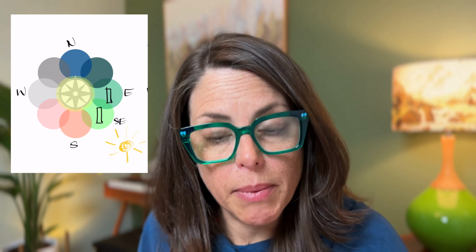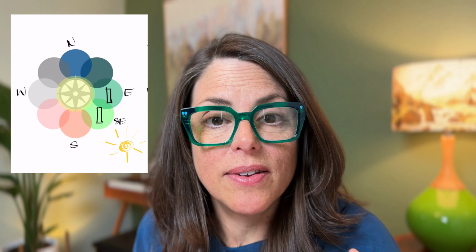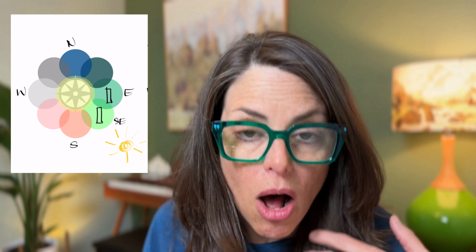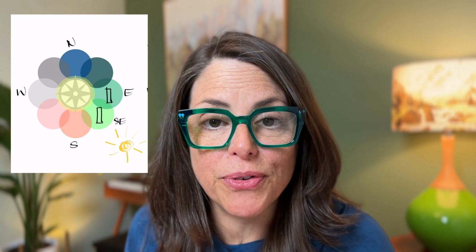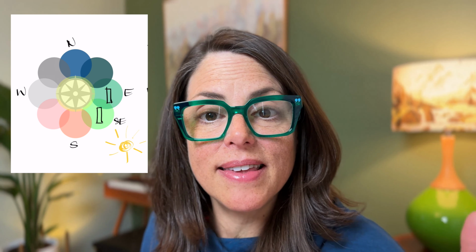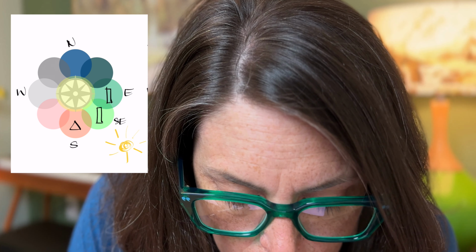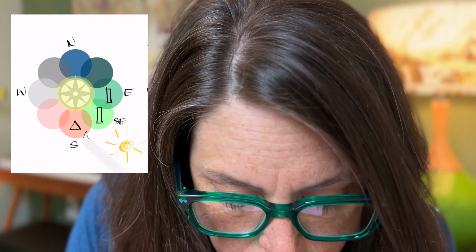Now, if we go into the south, where our element of fire and passion is, all of our colors are going to be in those bright, vibrant, beautiful colors, the bright reds, yellows, oranges, anything that you feel passionate about. And the shape is a triangle or stars.